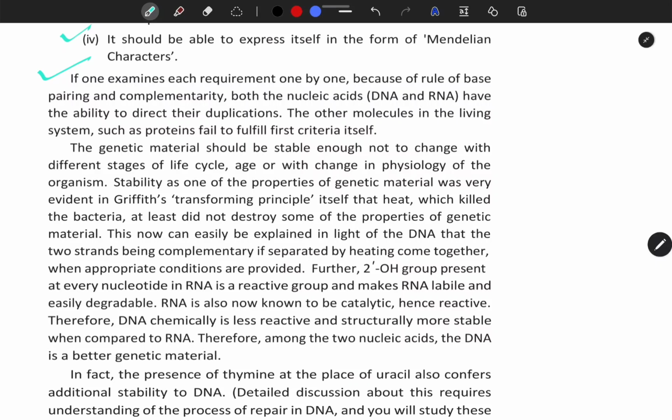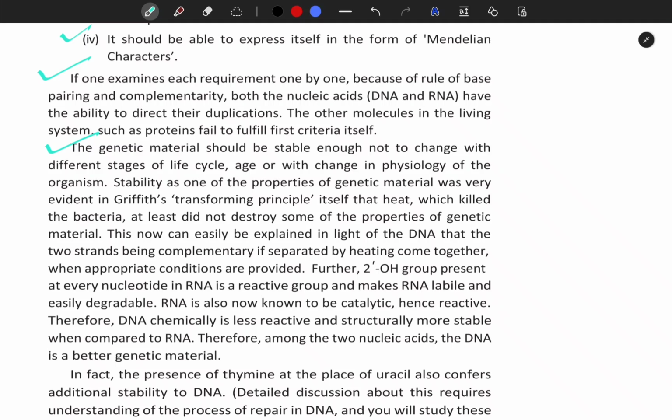If one examines each requirement one by one, because of the rule of base pairing and complementarity, both the nucleic acids, that is DNA and RNA, have the ability to direct their duplication. The other molecules in the living system, such as proteins, fail to fulfill the first criterion itself. The genetic material should be stable enough not to change with different stages of the life cycle, age, or with change in physiology of the organism.